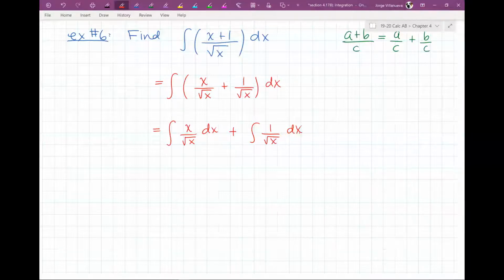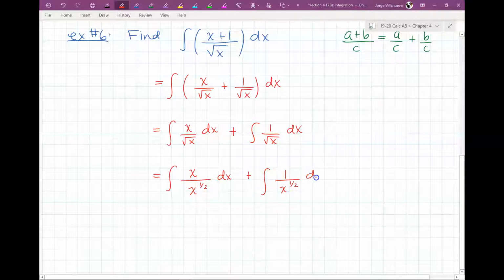Well, these are fractions and we don't have a quotient rule. So I told you guys we have to create power rules. So let's rewrite our problem here. This is x over x to the half dx plus 1 over x to the half dx. Since they both have the same base, at least the first integral, I can subtract, right? X to the first divided by x to the half would be x to the half dx.